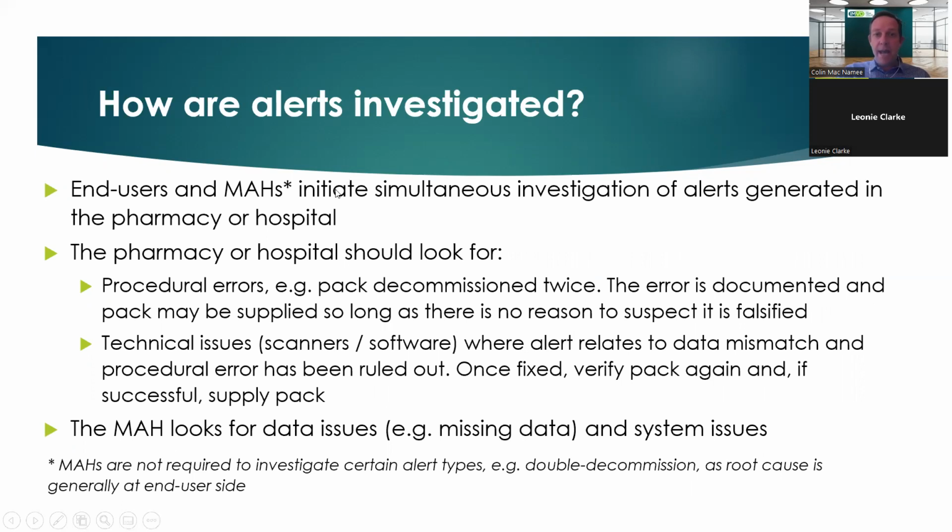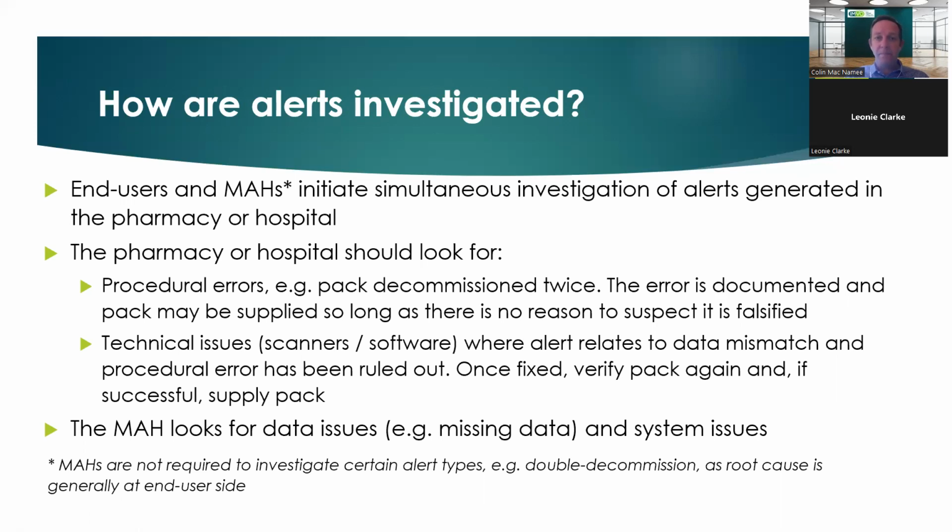So end users and MAHs initiate simultaneous investigations of alerts generated in the pharmacy or hospital. The pharmacy or hospital should look for procedural errors. For example, the pack has been decommissioned twice, the error is documented, and the pack can be supplied so long as there's no reason to suspect it's falsified. Or technical issues like scanner or software problems, where the alert relates to a data mismatch and the procedural error has been ruled out. Again, once that's been fixed, you can verify the pack doing a verification scan, and if that verification scan is successful, the pack can be supplied.